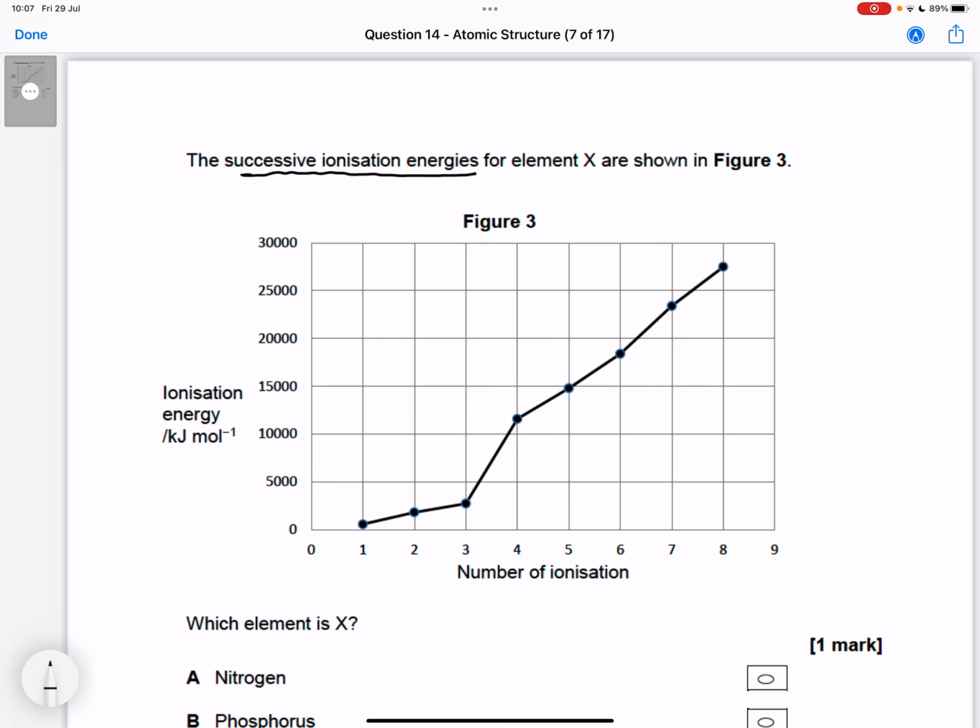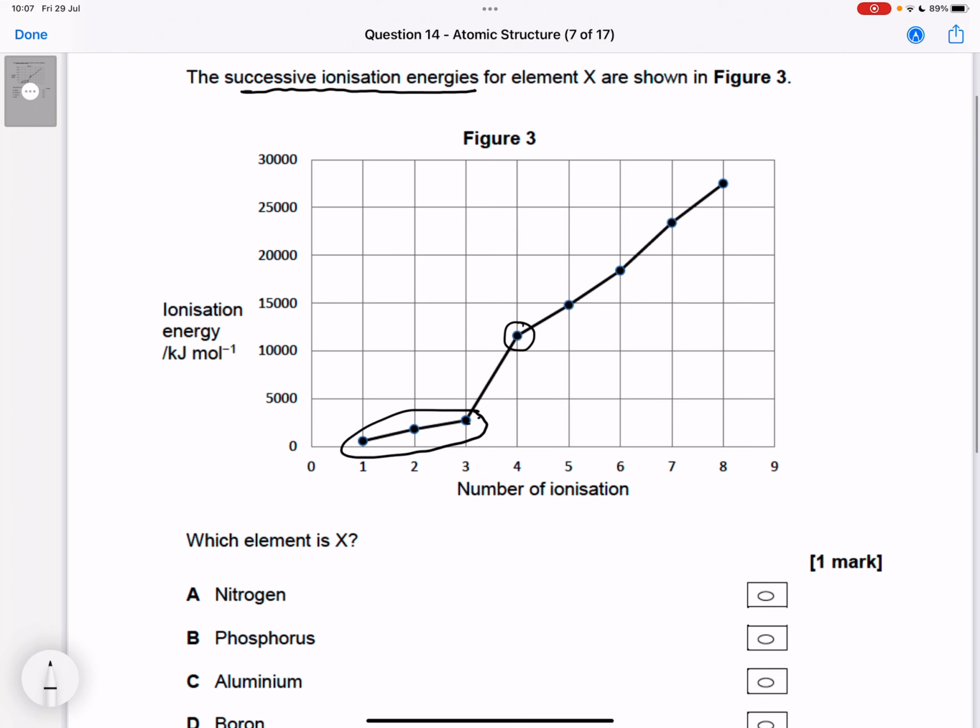So we can see that we're moving 1, 2, 3, and then there's a quite substantial jump. This shows us that there were 3 electrons in the outer shell, and this 4th electron needed to be in a new shell closer to the nucleus, had a little bit less shielding, and so there was a stronger nuclear attraction holding it on. A lot more energy was required. So we've got 3 outer shell electrons, which equals, it's in group 3.